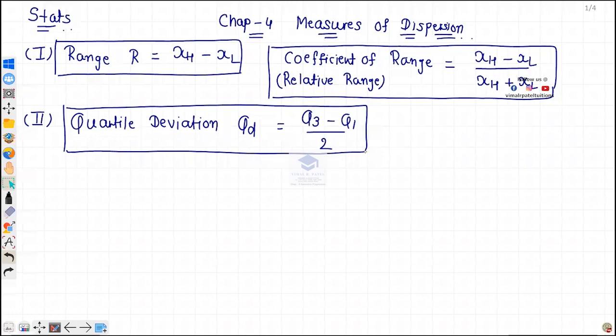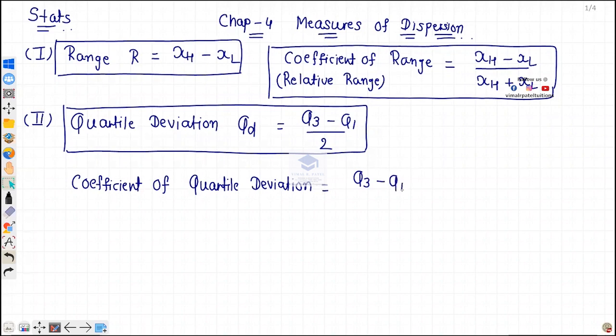Now, coefficient of quartile deviation is Q3 minus Q1 upon Q3 plus Q1.